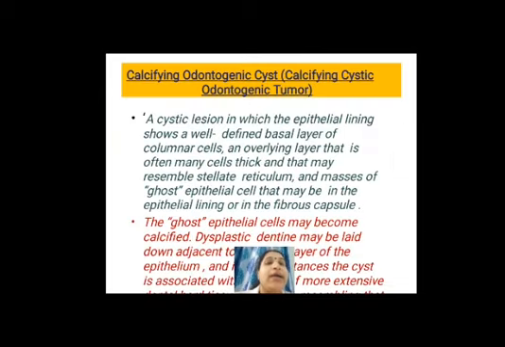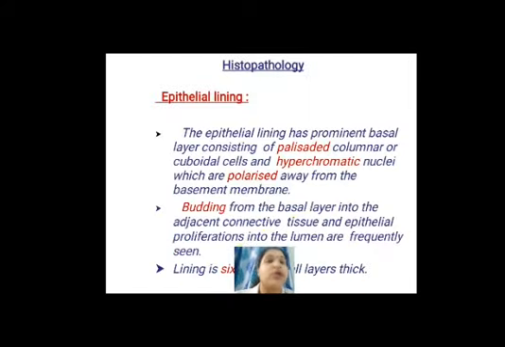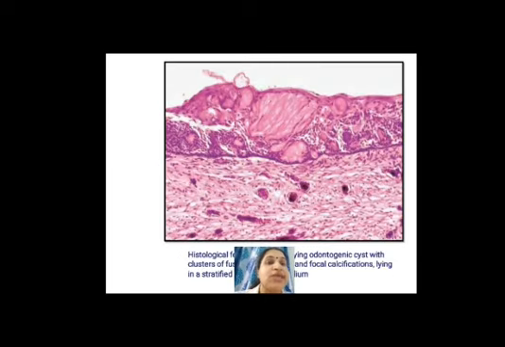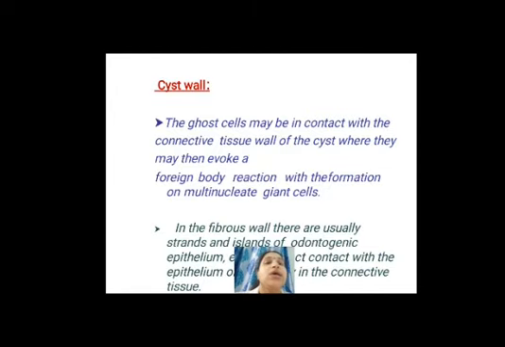The calcifying odontogenic cyst is also called calcifying cystic odontogenic tumor. It is a cystic lesion in which the epithelial lining shows a well-defined basal layer of columnar cells, and masses of ghost cells can be seen both in the epithelial lining and also in the fibrous capsule. Ghost cells are a pathognomonic feature of this cyst, and they can usually be seen in groups in the epithelial lining. So you can see one epithelial lining with so many ghost cells. The cystic wall, of course, is made up of collagen fibers.